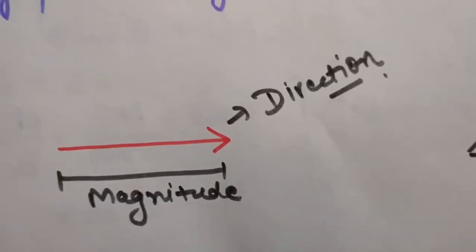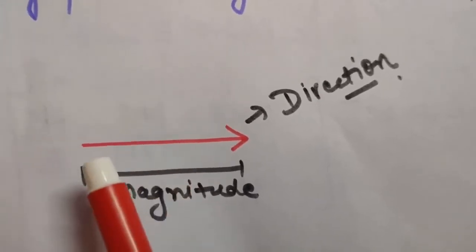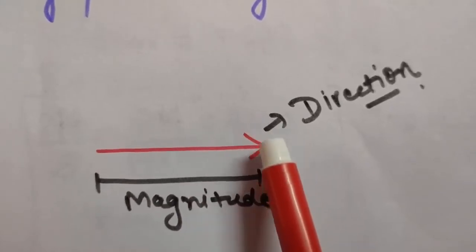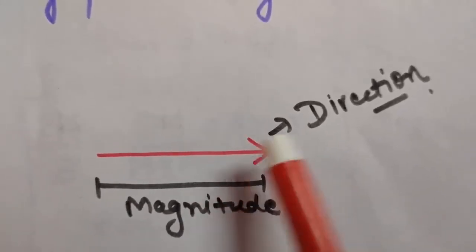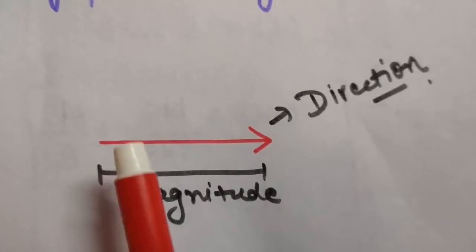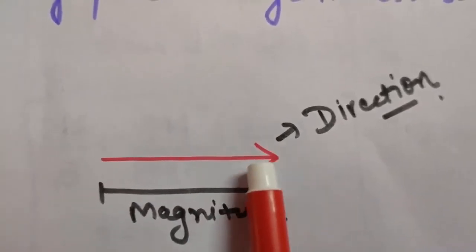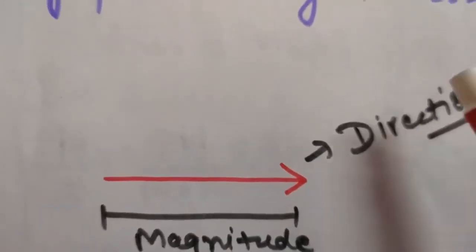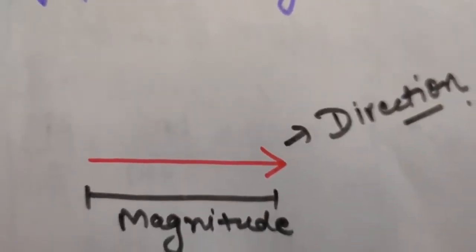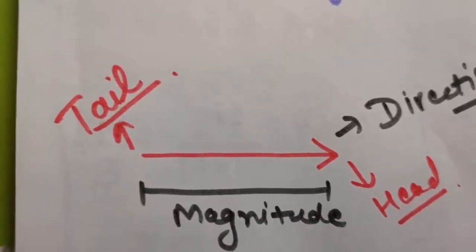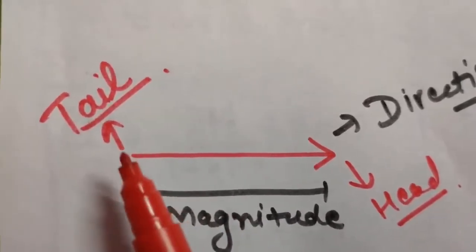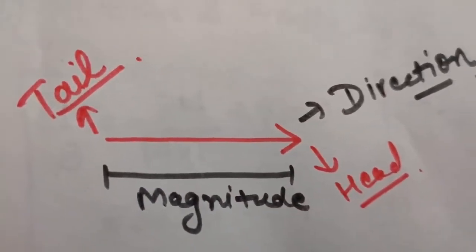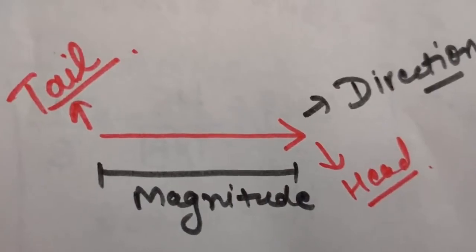The next topic is the representation of a vector. A vector is always represented by an arrow. To represent a vector, we always draw a line and an arrow. The line shows you the magnitude and the arrow gives you the direction. This point is called the tail of the vector and this point is called the head of the vector.